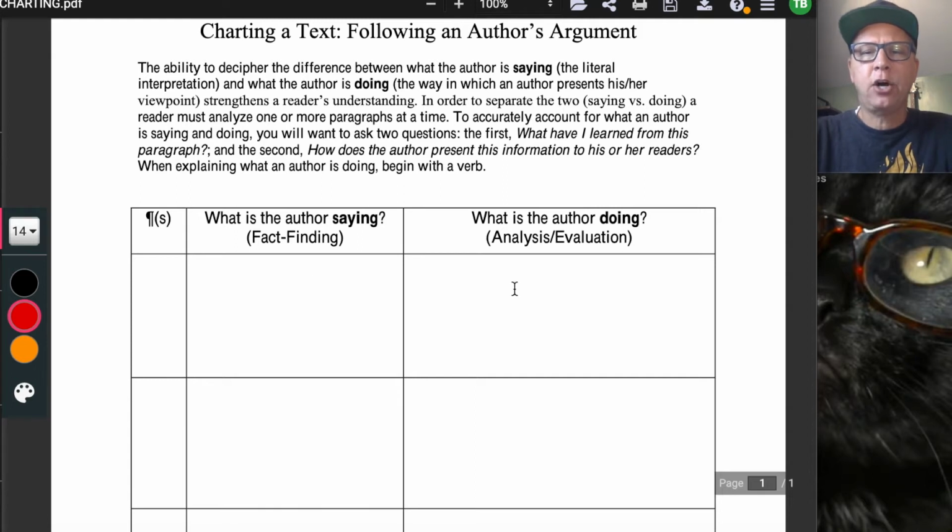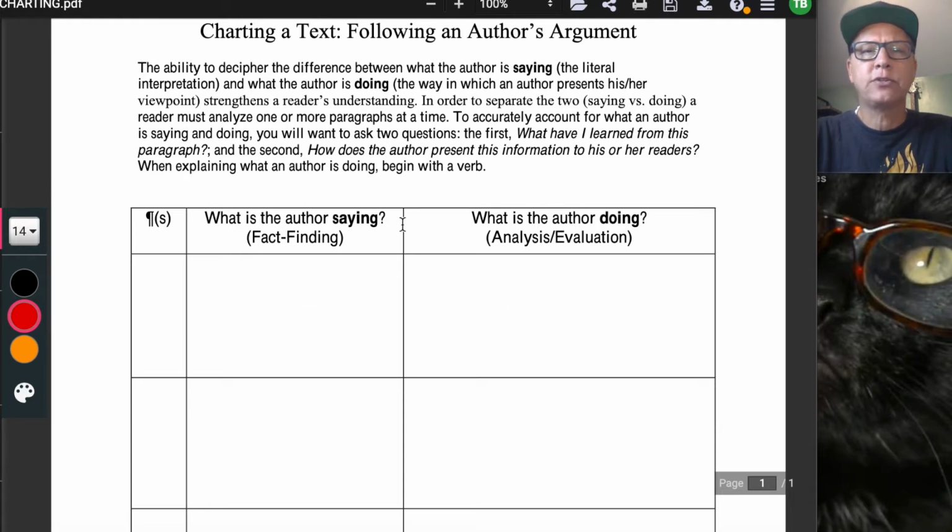And then the last column here, what is the author doing? And this is an analysis or evaluation. It's like you take a step back, and you try to translate or evaluate, okay, in these words or in these paragraphs, this is what the author is intending or trying to accomplish. And so these are kind of our groundwork here, how we're going to work across each of these sections of a text.